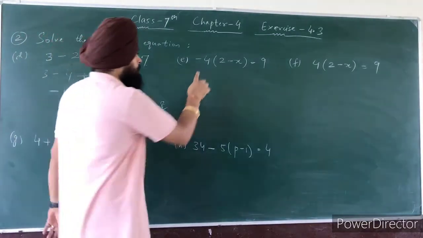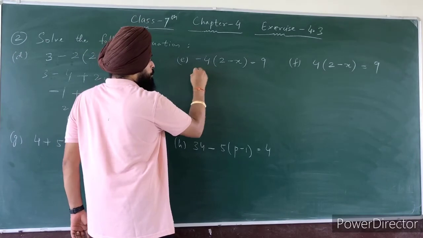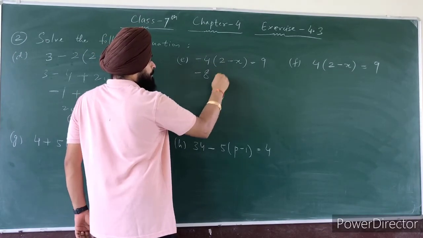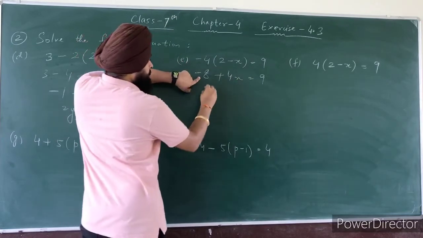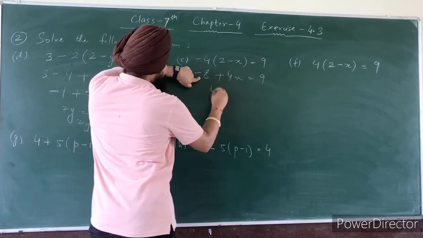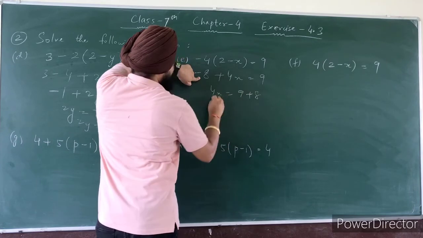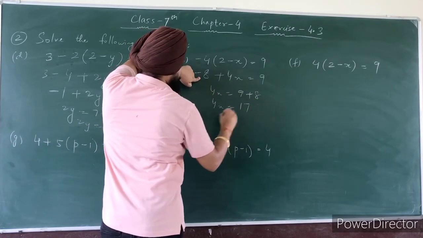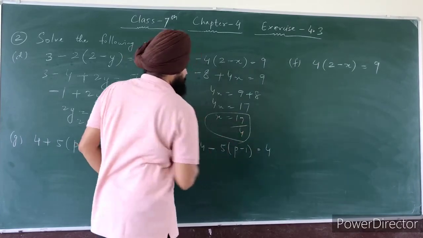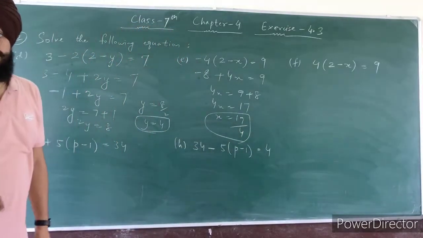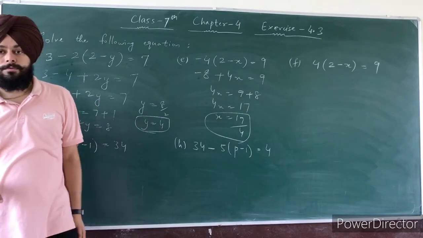Next, E part. So first open the brackets: minus 4 into 2, minus 8, minus minus plus 4 into x is equal to 9. Now take this negative minus 8 to the right hand side. It is plus 8, 9 plus 8, 17. And this 4 is divided into 17. x is 17 over 4 because 17 is not a multiple of 4.